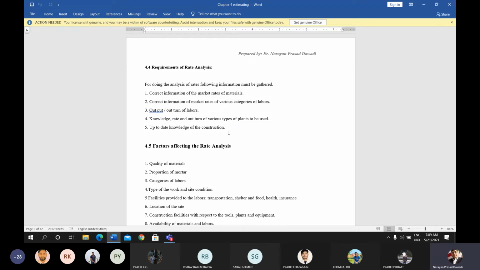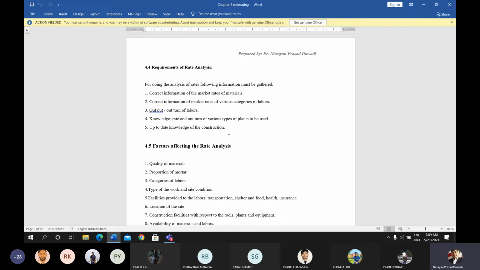Mental state also matters. If he is mentally disturbed, then he may not work properly. If he is physically weak, he may not work properly. Although if he is fit and fine, then at that time he may work more. But if he gets fever, he gets headache, then at that time the output of the labor will decrease.